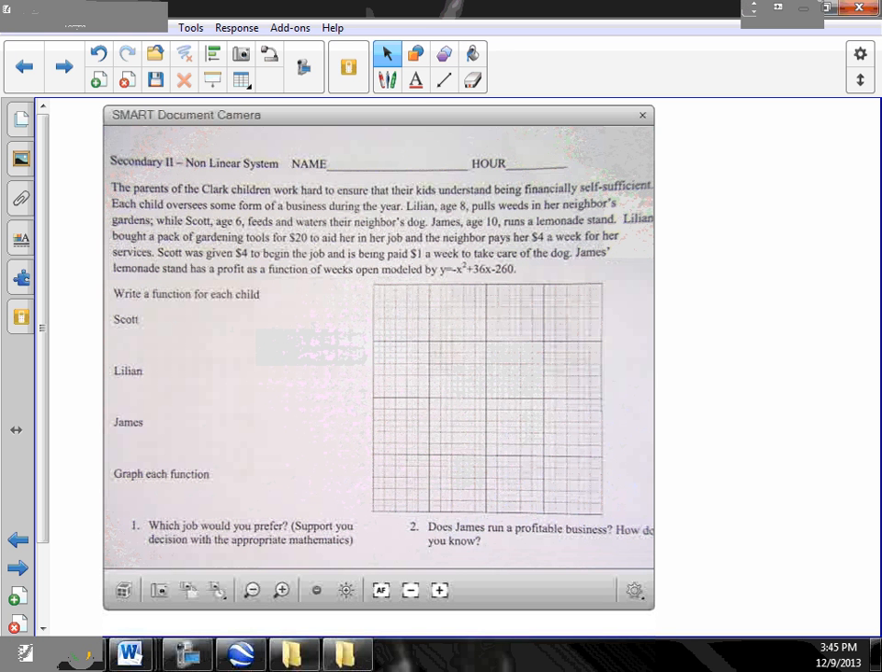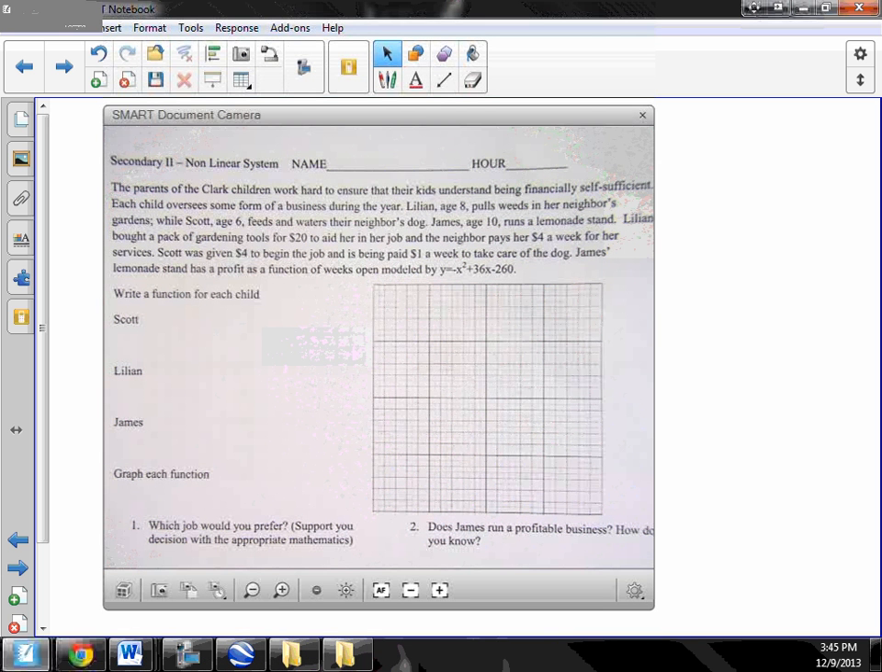Each child oversees some form of a business during the year. Lillian, age 8, pulls weeds in her neighbor's garden, while Scott, age 6, feeds and waters their neighbor's dog. James, age 10, runs a lemonade stand.